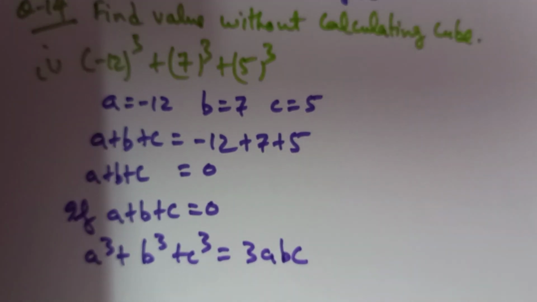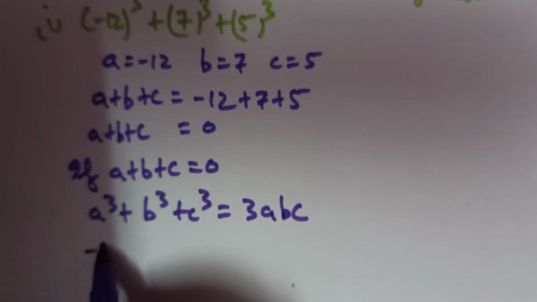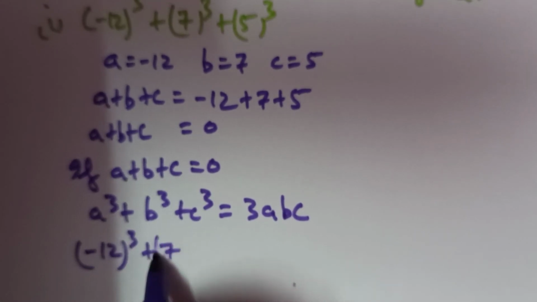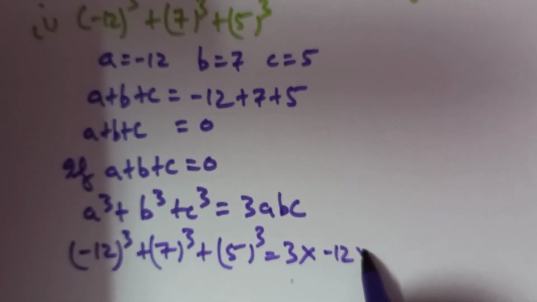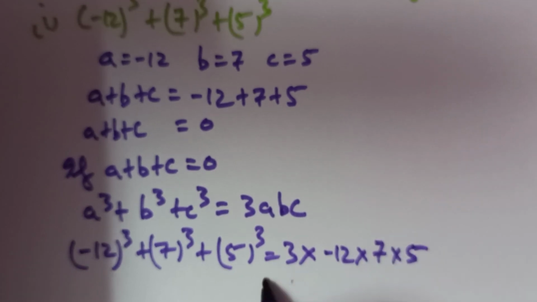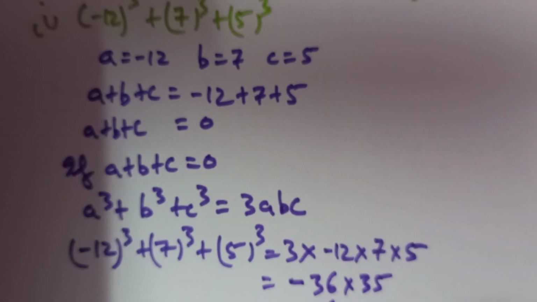Since the term on the right hand side, that is a plus b plus c into a square plus b square plus c square minus ab minus bc minus ca, will become equal to 0, because a plus b plus c is 0. So a cube plus b cube plus c cube will be equal to 3 times abc. So here minus 12 whole cube plus 7 whole cube plus 5 whole cube will be equal to 3 into a, that is minus 12, into b, that is 7, and into c, that is 5. So it is equal to minus 12 times 3 is 36, 36 times 7 times 5 is 35, 36 times 35, that is coming equal to minus 1260. That is the answer.